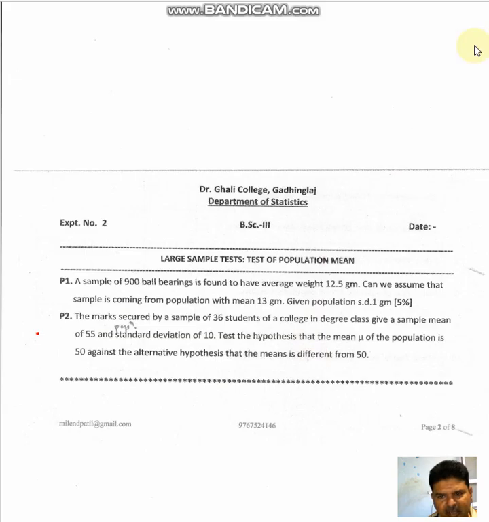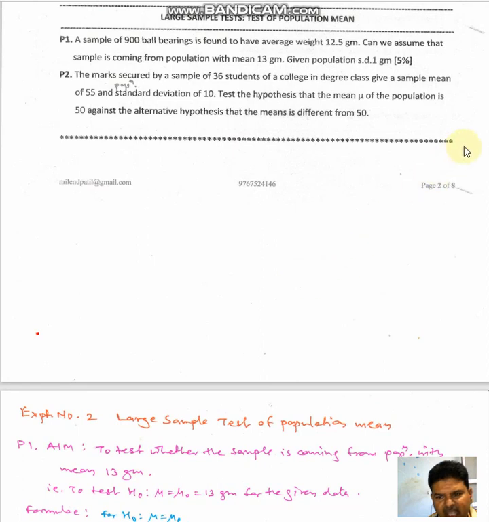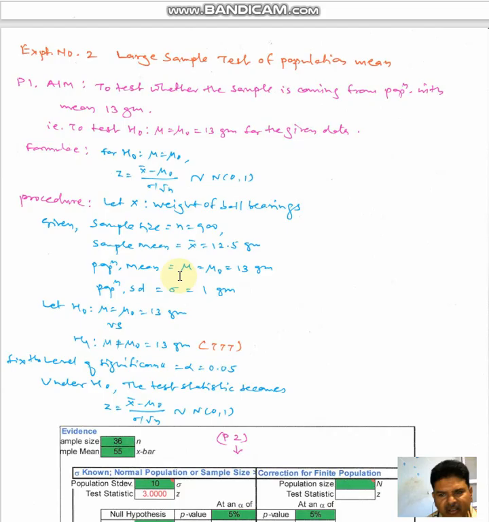To solve this example, first we have to write the aim. So the aim in this case is to test whether the sample is coming from the population with mean 13 gram. So this is the aim. So to test H naught, mu equal to mu naught, which is 13 gram for the given data.